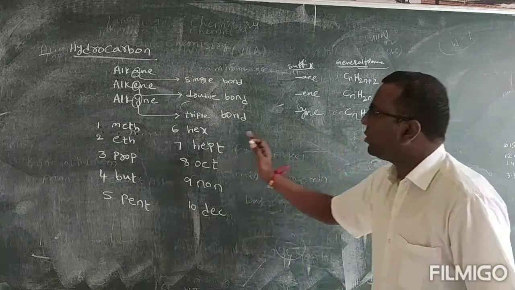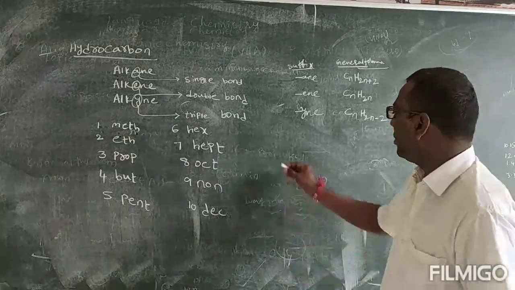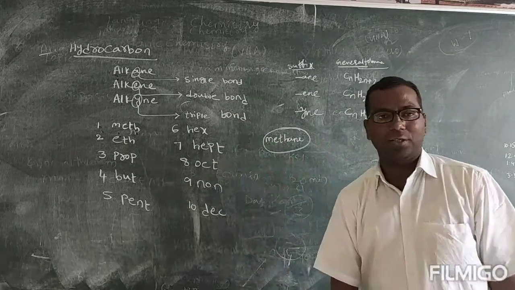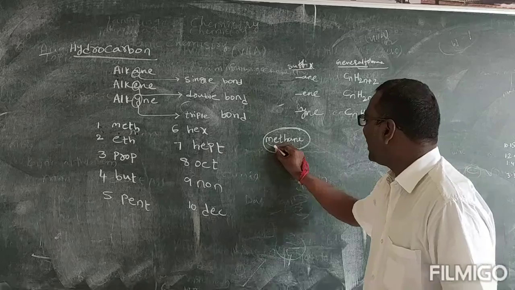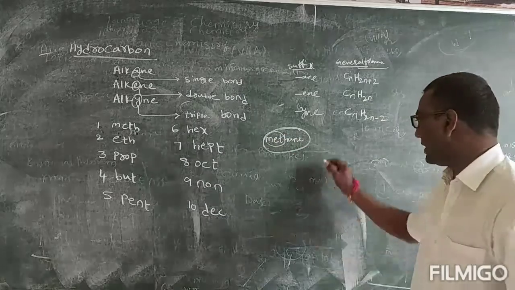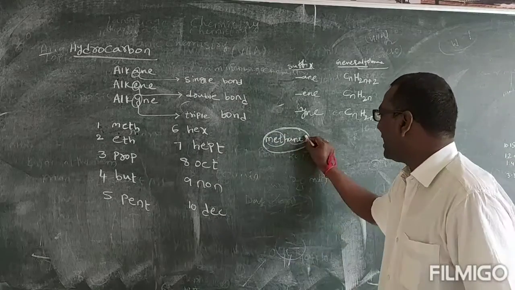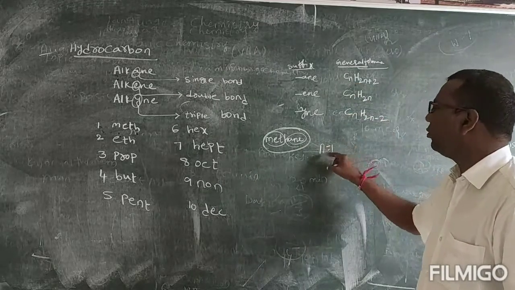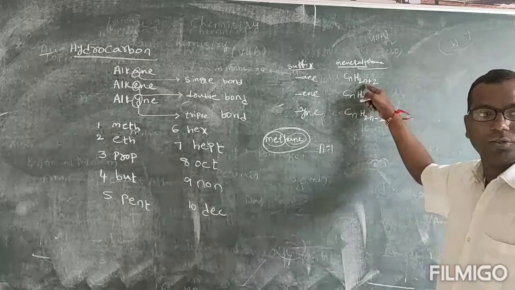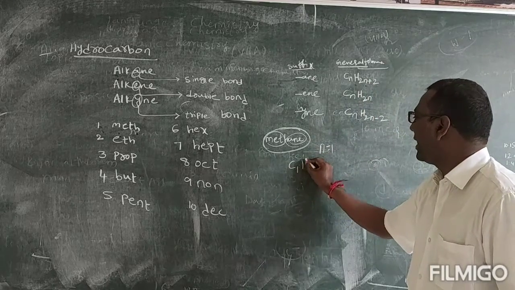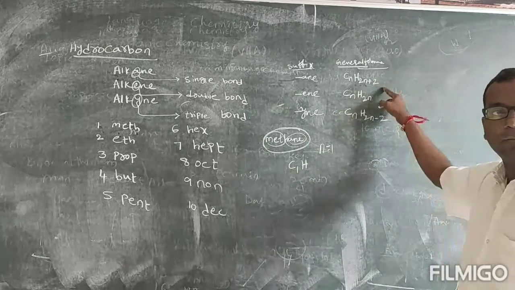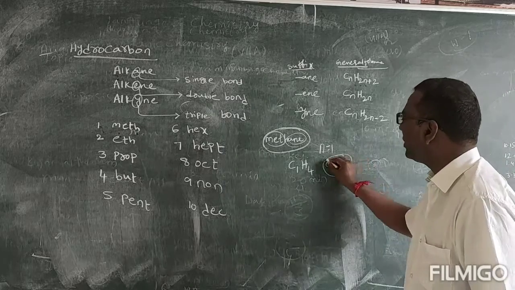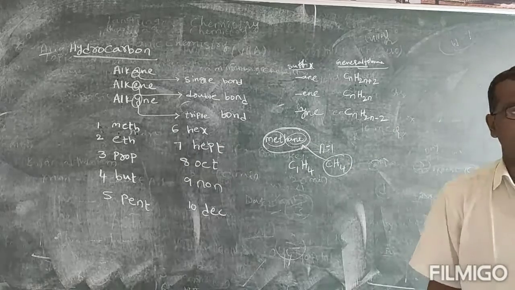Okay. Suppose now you want to write the formula of methane. How will you say first? Meth means 1 carbon is present. And ane means this is the general formula you have to use. So here n equal to 1. In this you have to substitute. So C1, H, 2 ones are 2 plus 2, 4. So it is CH4. CH4 is the formula of methane.